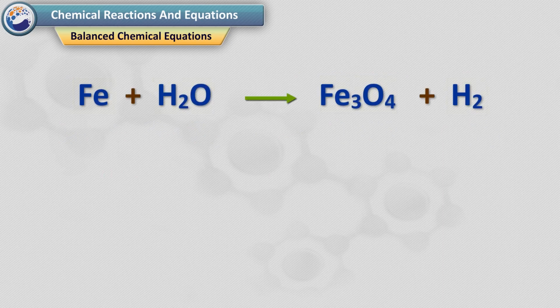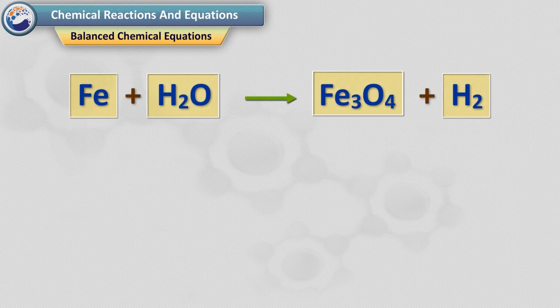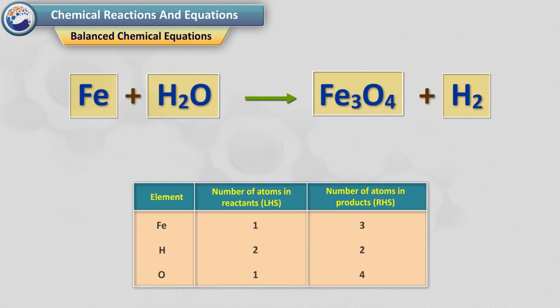Let us try to balance the chemical equation. Step 1. To balance a chemical equation, first draw boxes around each formula. Do not change anything inside the boxes while balancing the equation. Step 2. List the number of atoms of different elements present in the unbalanced equation.